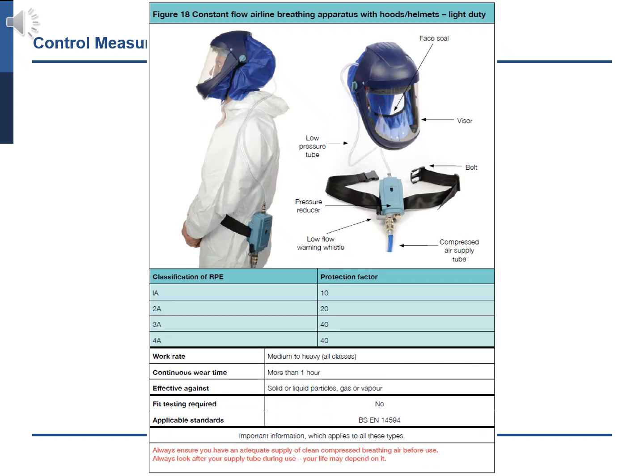Constant flow airline breathing apparatus with hoods/helmets, usage guidelines. Classification and protection factor. 1A, protection factor of 10. 2A, protection factor of 20. 3A, protection factor of 40.